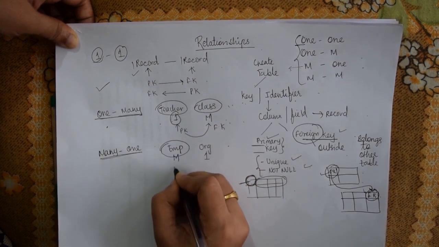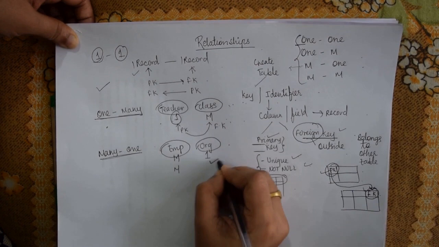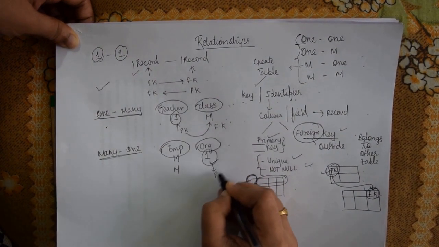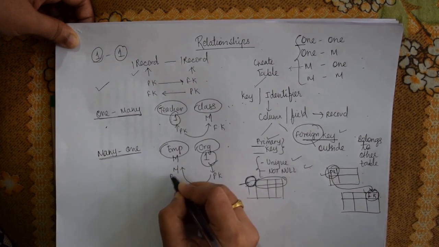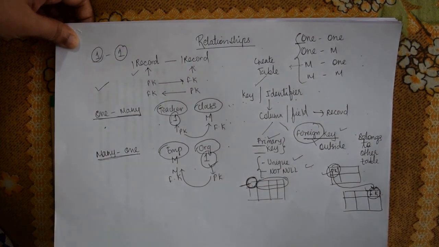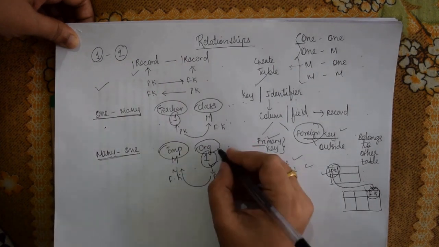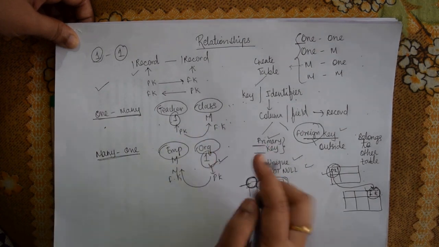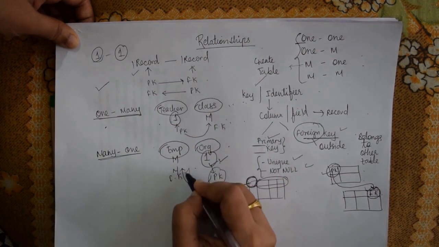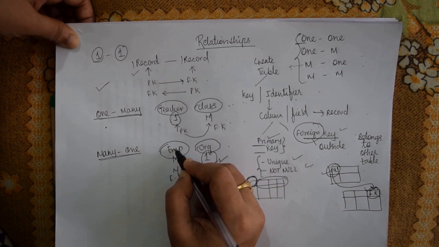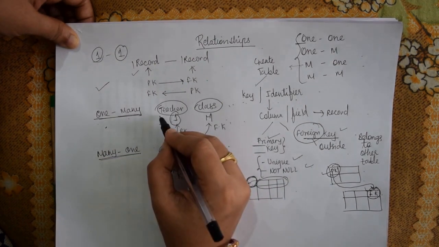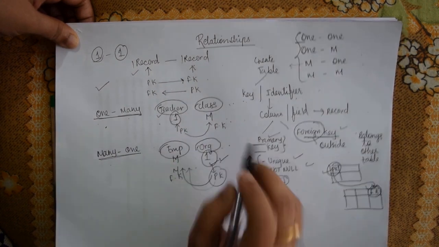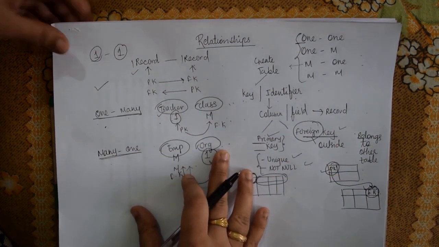First table will be treated as many, second table will be treated as one, and similarly primary key of one table will act as a foreign key in many table. Understood? So in this case you have to create first, second table. First you will create second table, and the primary key of second table you have to take as a foreign key in your first table. Understood? In one to many you will create first table first, but in many to one you will create second table first. Understand? Understood this?